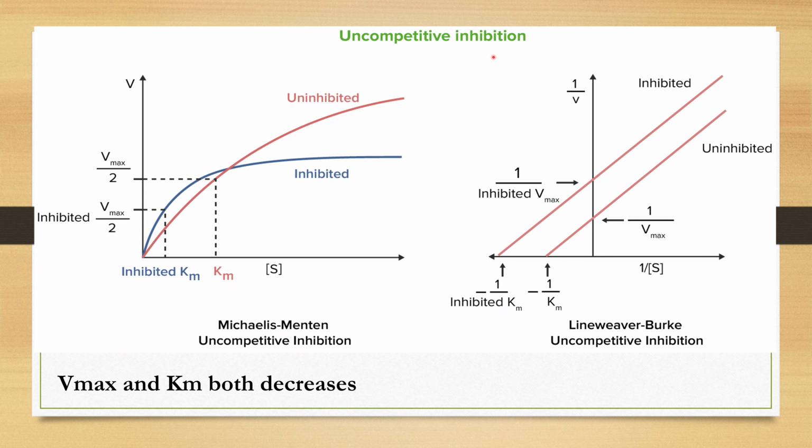So this is a Michaelis-Menten graph for the uncompetitive inhibited and uninhibited enzyme, and this is a Lineweaver-Burk plot for the uncompetitive inhibited and uninhibited enzyme. From these graphs, you can see that during uncompetitive inhibition, Vmax and Km both decrease. You have to remember that during uncompetitive inhibition, Vmax and Km both decrease.